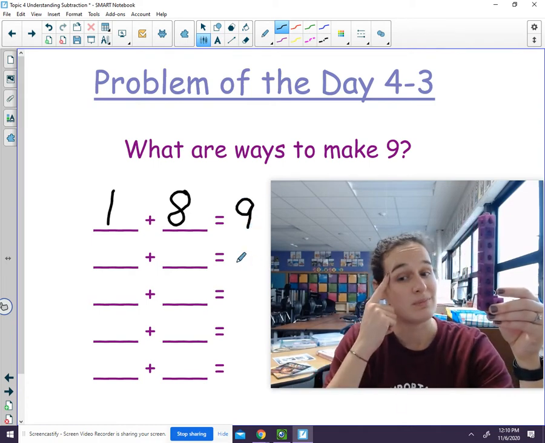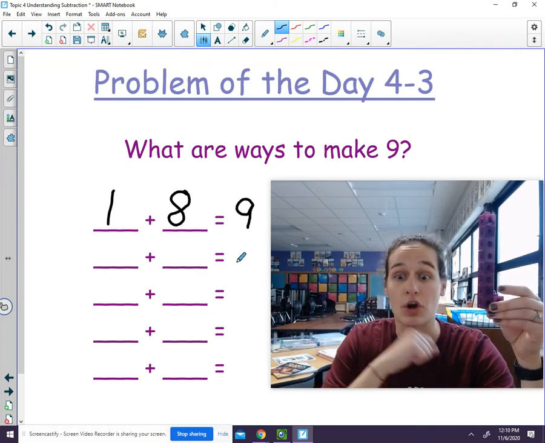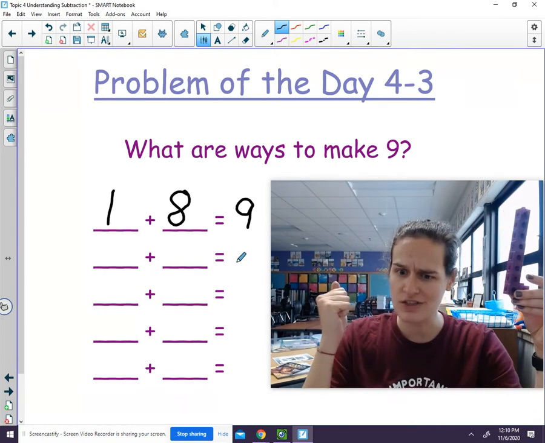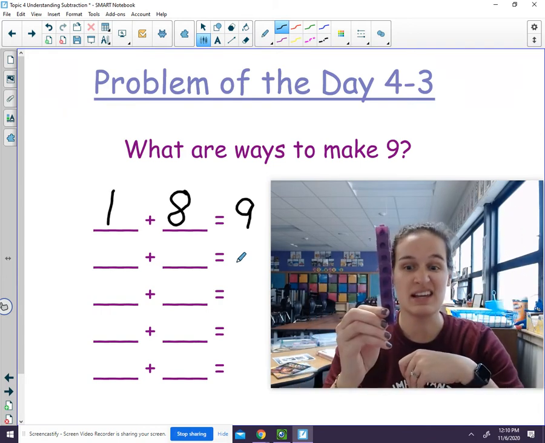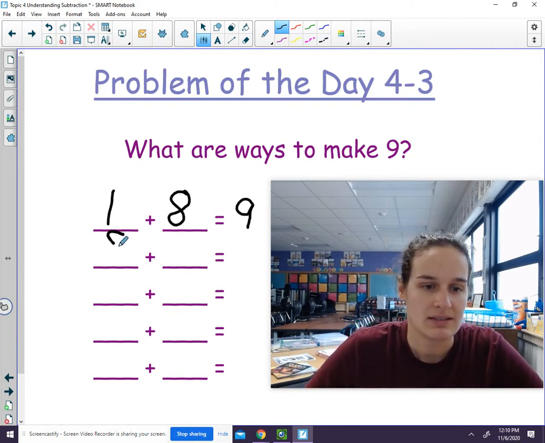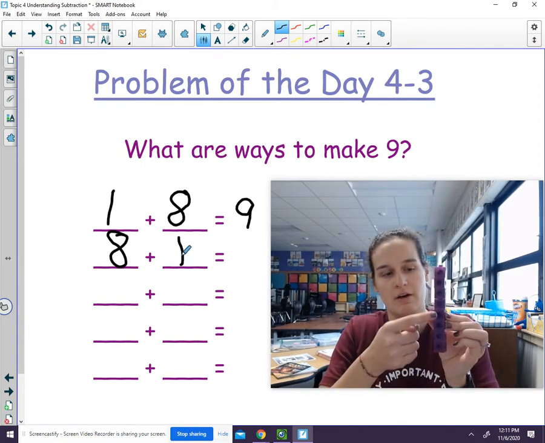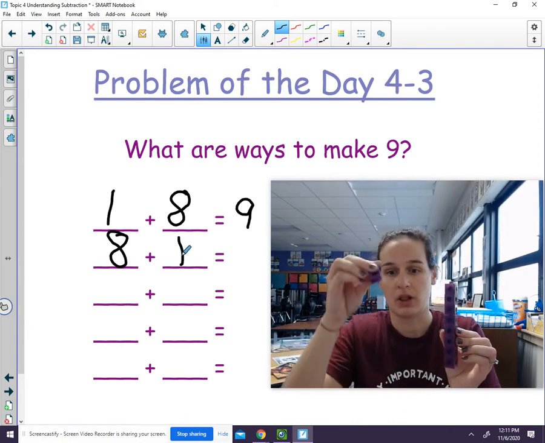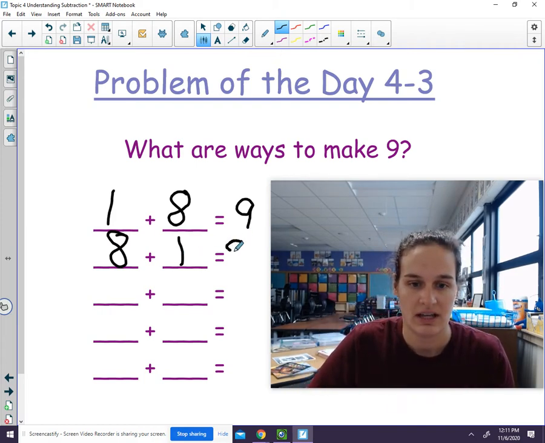Now, we could be smart about this to find another way to make 9. We could write the turnaround fact. Say it with me. Let's write the turnaround fact. So instead, I'm going to say 8 plus 1. So if I have 1, 2, 3, 4, 5, 6, 7, 8 plus 1, that's 9. 8 plus 1 equals 9.